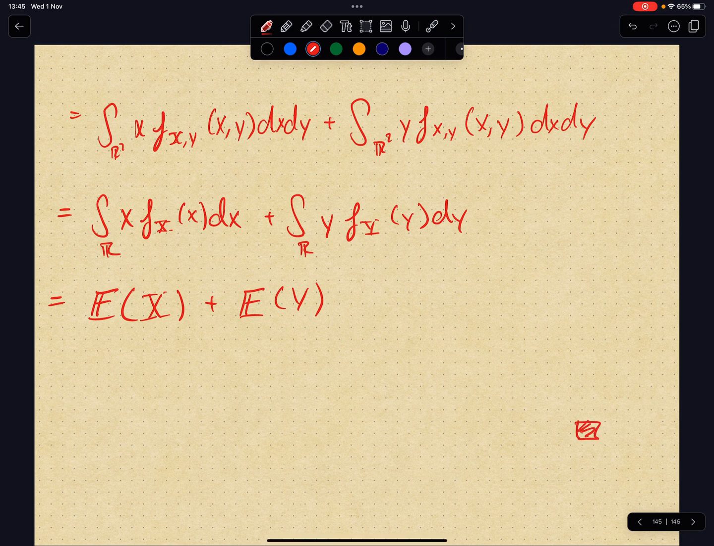The proof for the discrete case works similarly. You just need to do everything in summations instead of integrals, but the idea is the same.